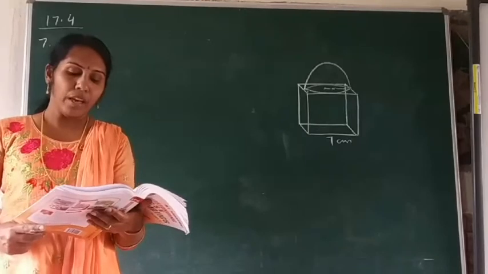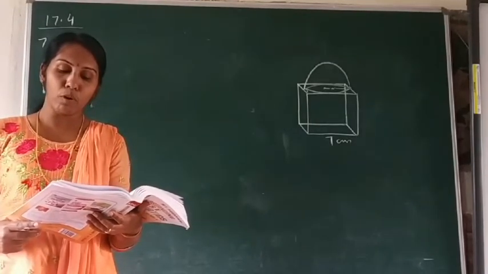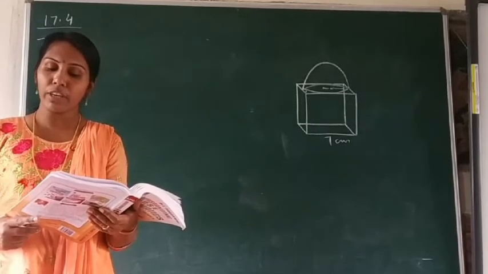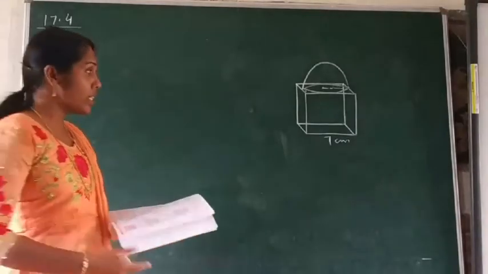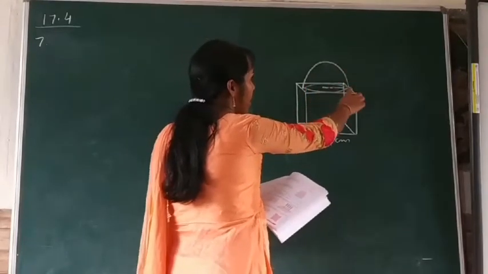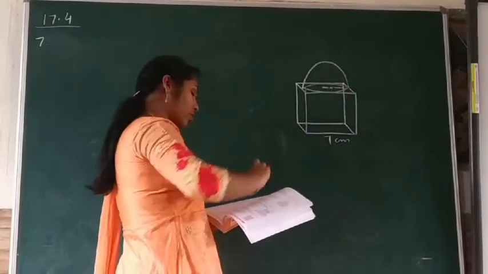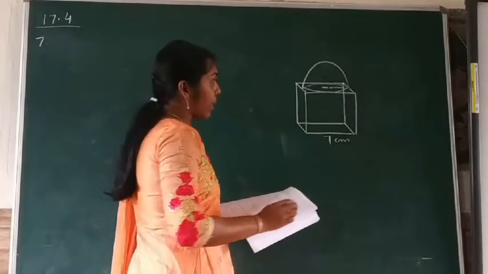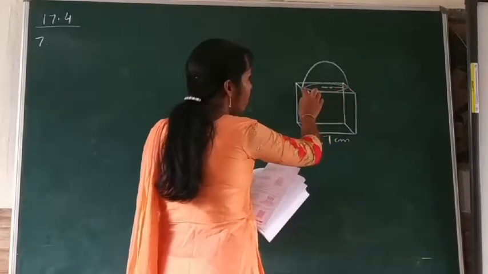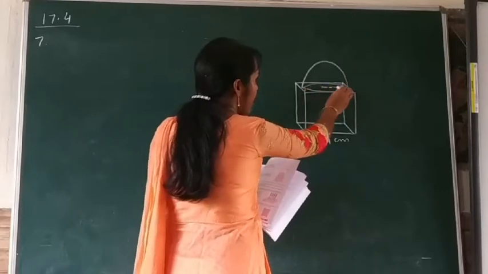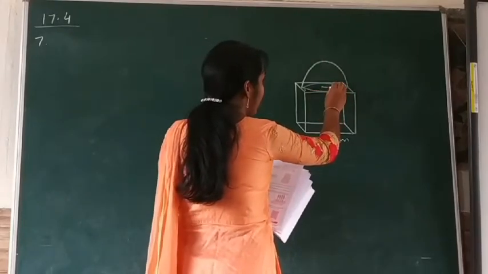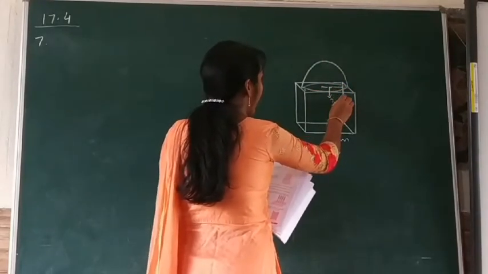Now question number 7. A cubical block of side 7 cm is surmounted by a hemisphere. What is the greatest diameter that the hemisphere can have? Also find the surface area of the solid. So here this is the diagram. A cubical block and a hemisphere surmounting it. So it is asked what is the greatest diameter that the hemisphere can have. We can see that the diameter of the hemisphere is equal to the edge of the cube. So the greatest diameter is 7 cm, and the radius of the hemisphere will be 3.5 cm.